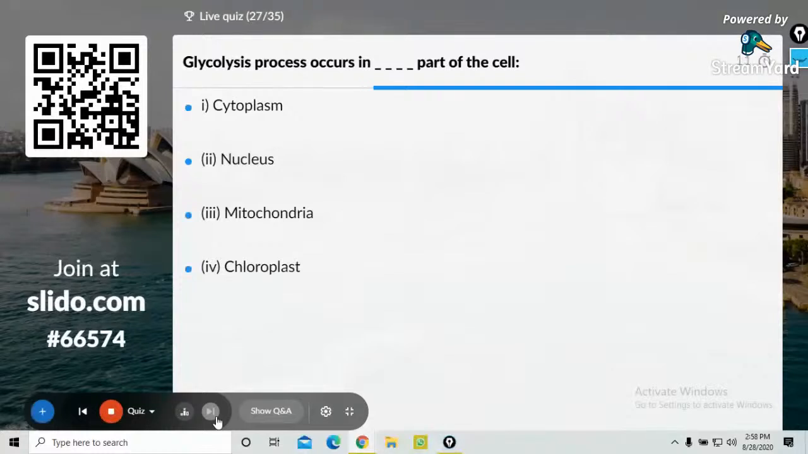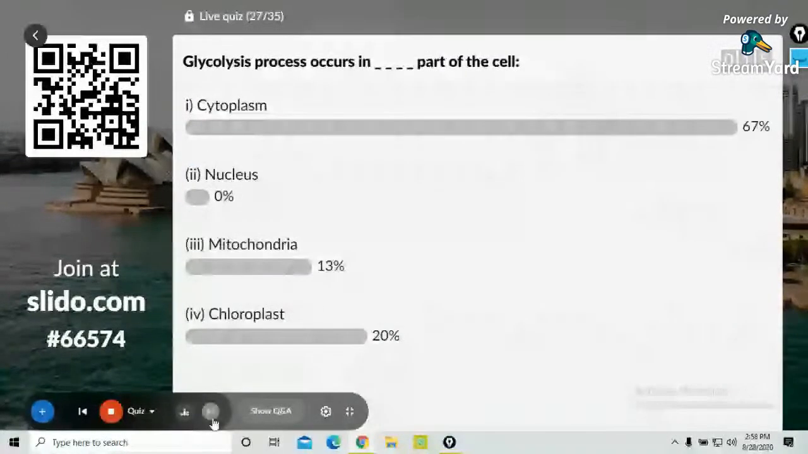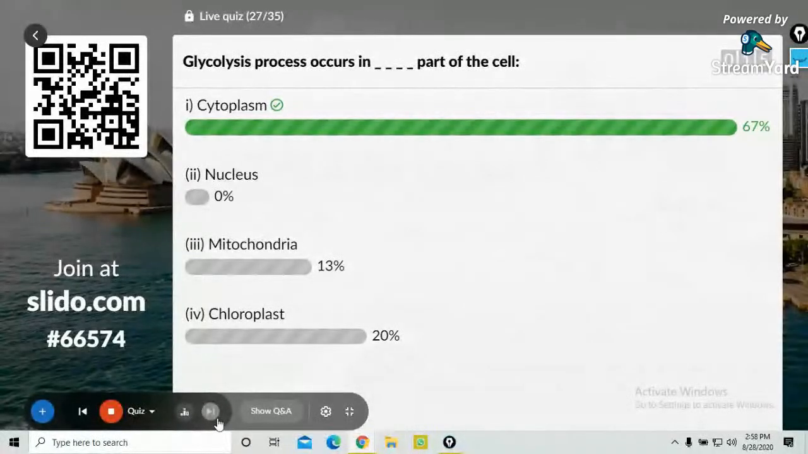Glycolysis. Guys, if you don't know the answer, please don't try. Just giving out blunder answers. It is cytoplasm. Next question on the screen.